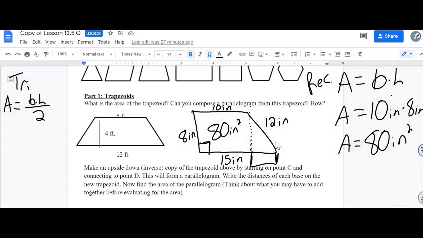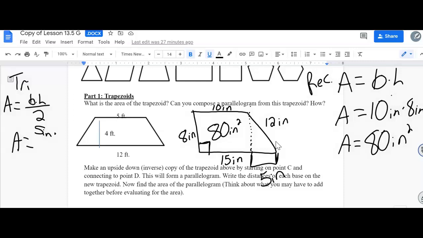What do you think it is? Ileana? 5. It is 5 inches. How you get 5 inches is the whole base is 15. We are going to subtract 10 because we cut that triangle off. We are left with 5 inches right here. So, area equals our base is 5 inches times the height. What is the height of this triangle? What is the height of the triangle? Ileana?